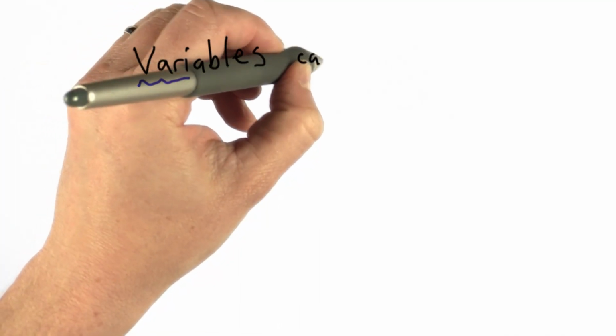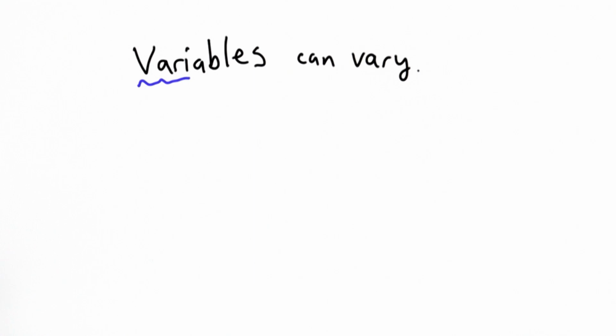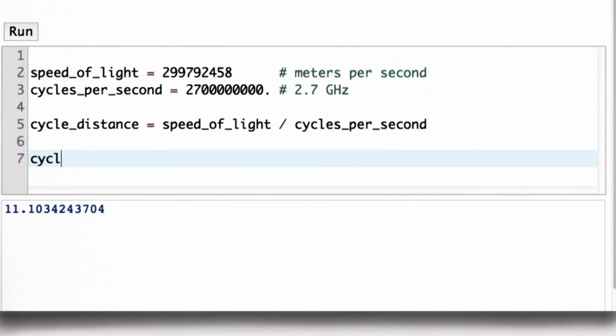So the speed of light is a constant. But the important thing about variables in Python is that they can vary. That's why they're called variables. Once we define a variable, we can change the value. And then when we use that name again, it refers to the new value. So let's see that in the interpreter.